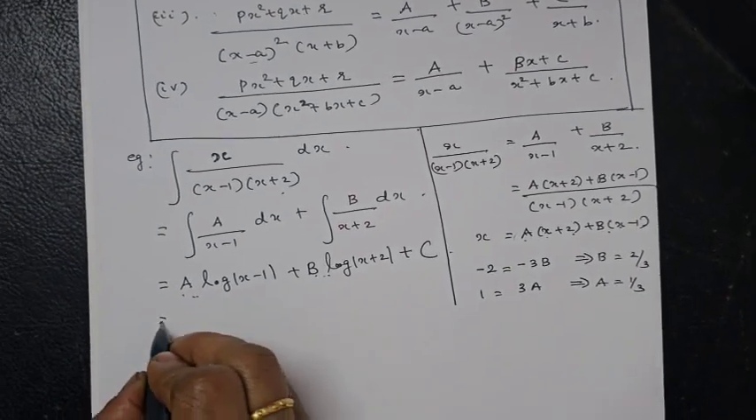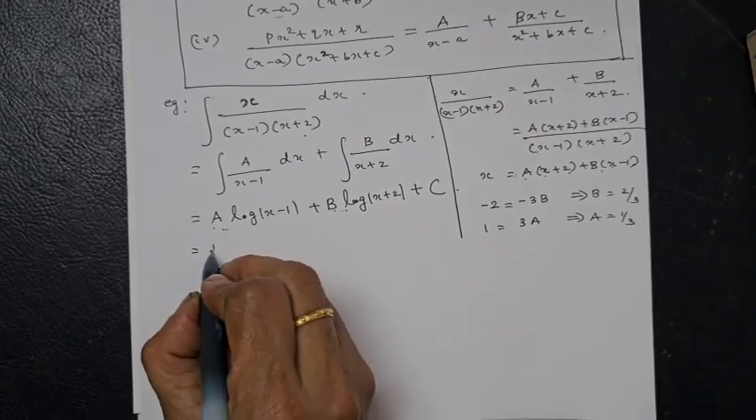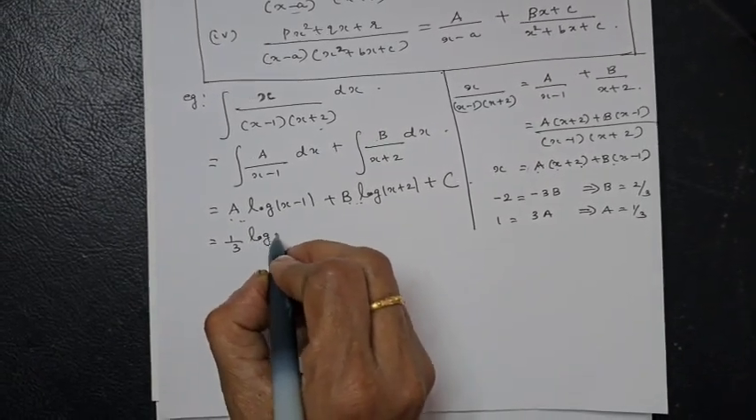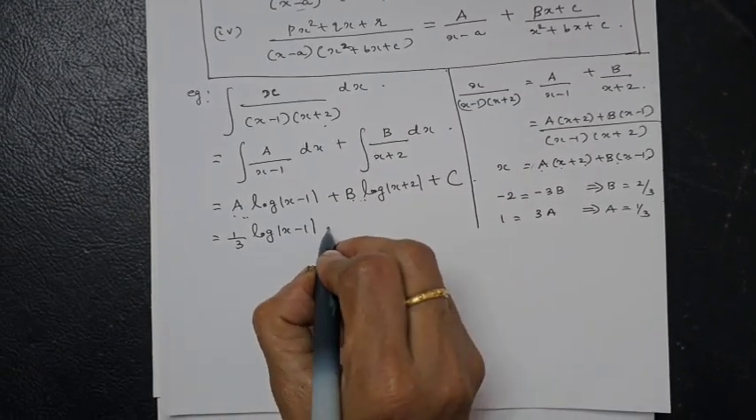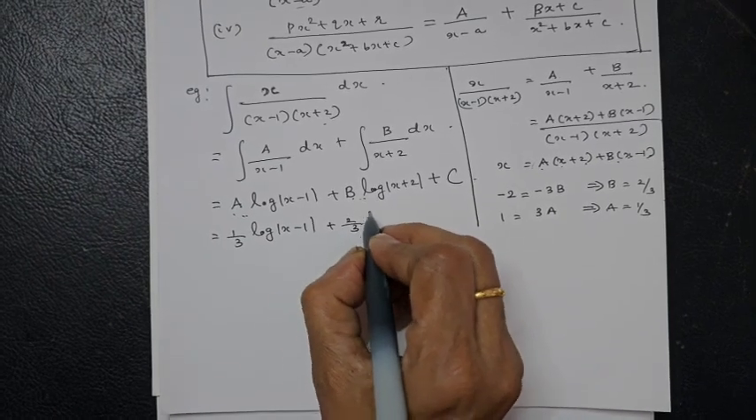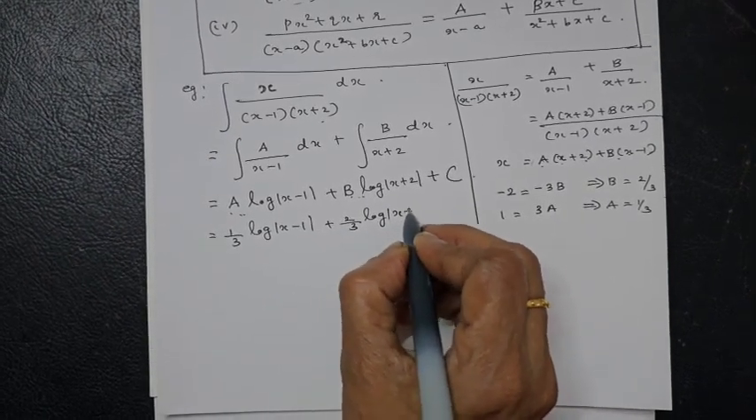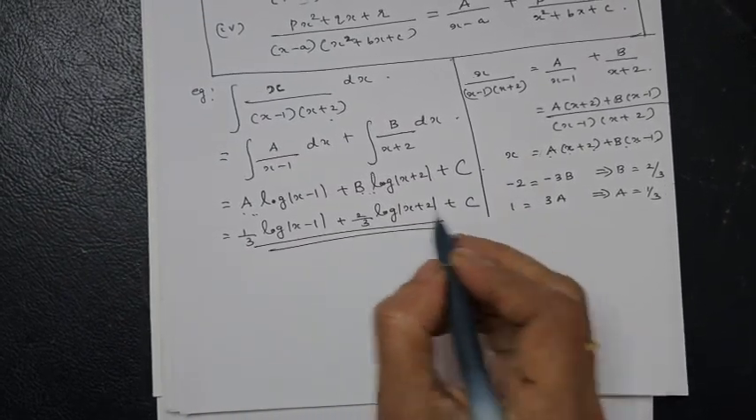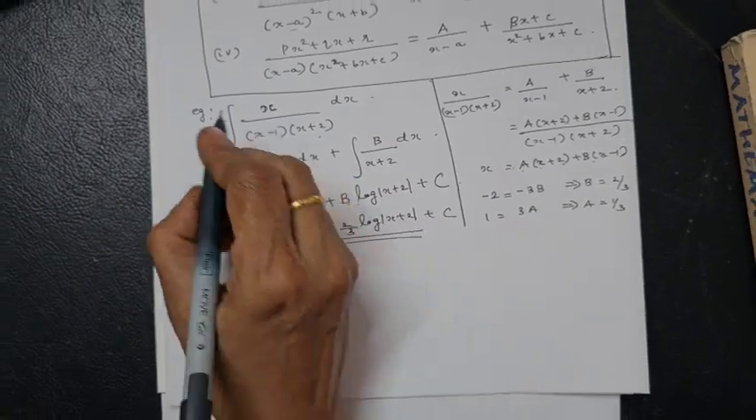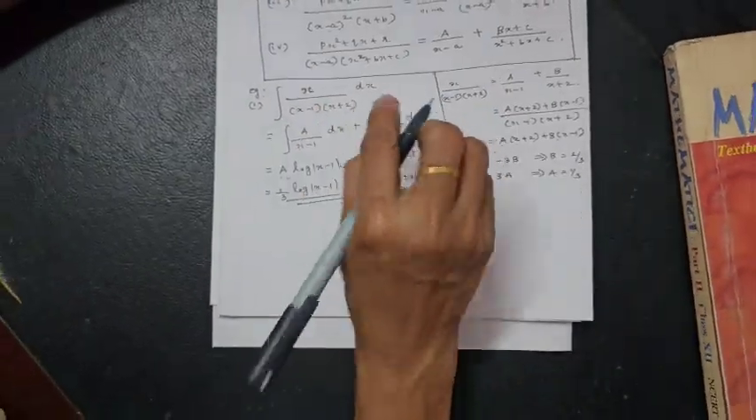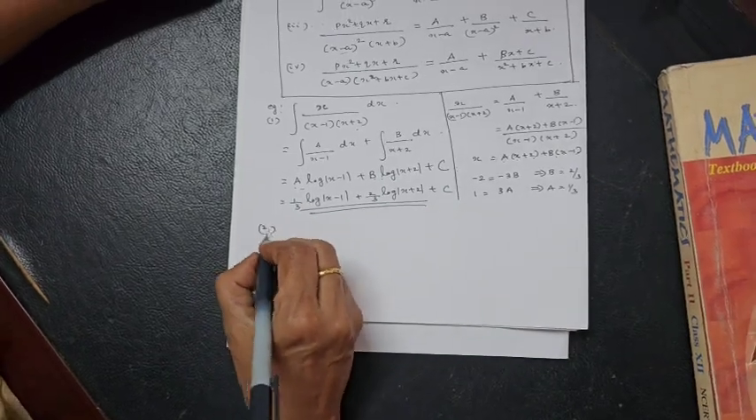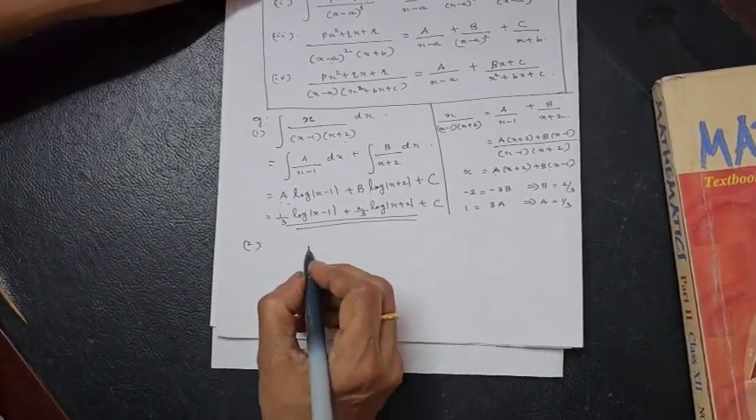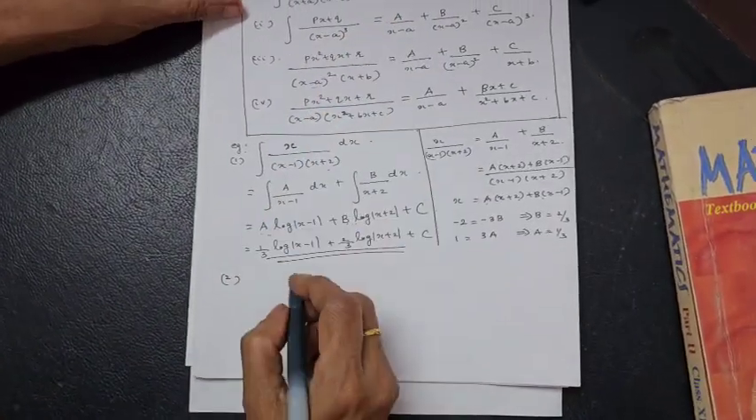Let us come back and write a is 1 by 3 log mod x minus 1 plus 2 by 3 log mod x plus 2 plus c. So we got the final answer. So we have integrated, even when the denominator consists of distinct linear factors. Okay, then let us do one example where we have a second category.